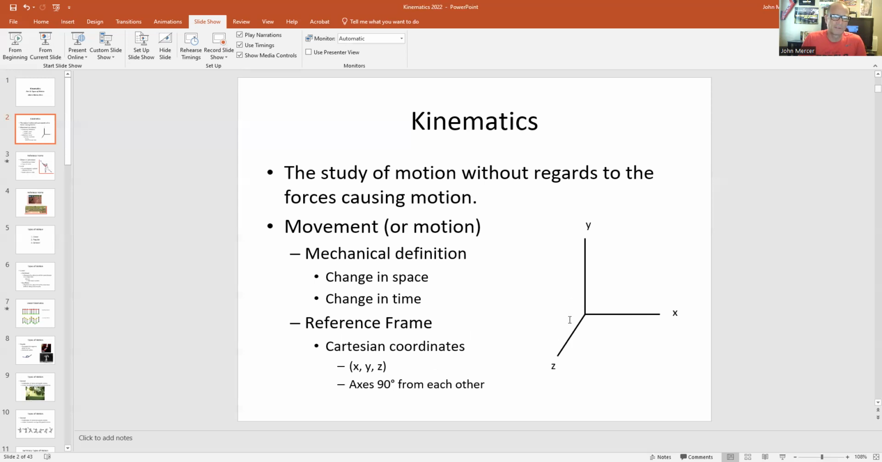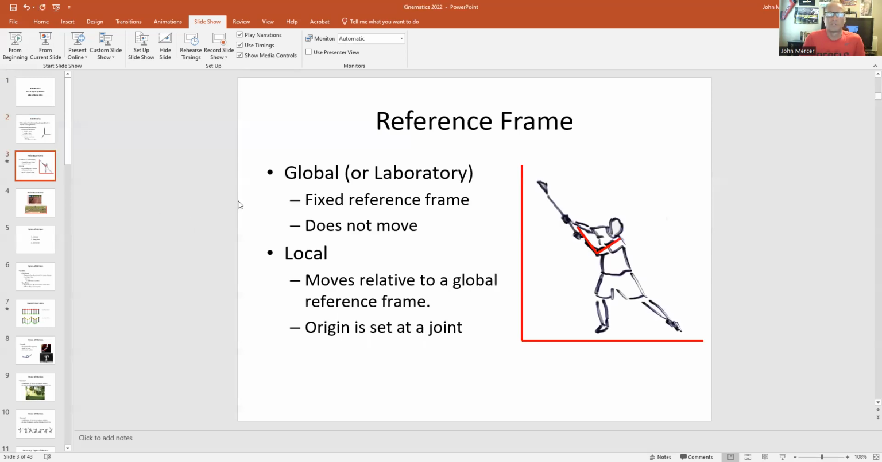The key with these three axes is that they are 90 degrees to each other. So 90 degrees between the X and the Y, 90 degrees between the Y and the Z, and 90 degrees between the X and the Z. Okay, so each one of these axes provides unique information. And all we do is we identify the location in space relative to these axes. And there's two different types of reference frames that we will need to be familiar with as we go through this course. One is a global or laboratory reference frame.